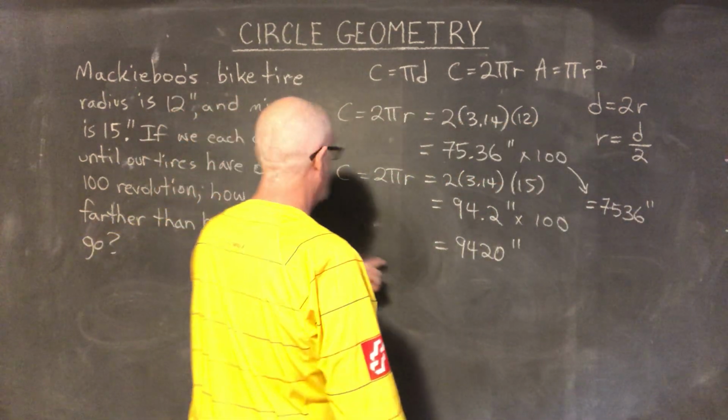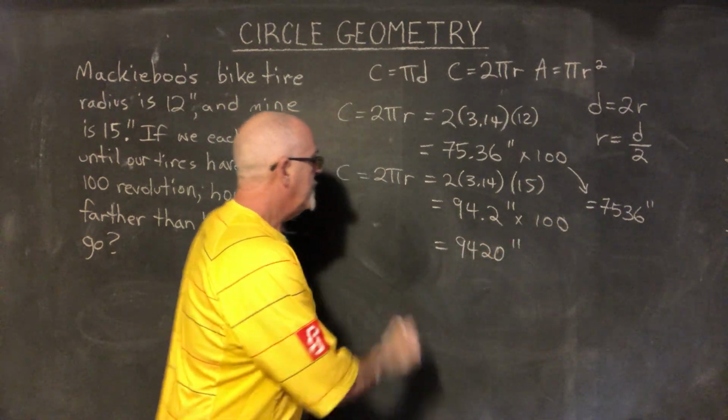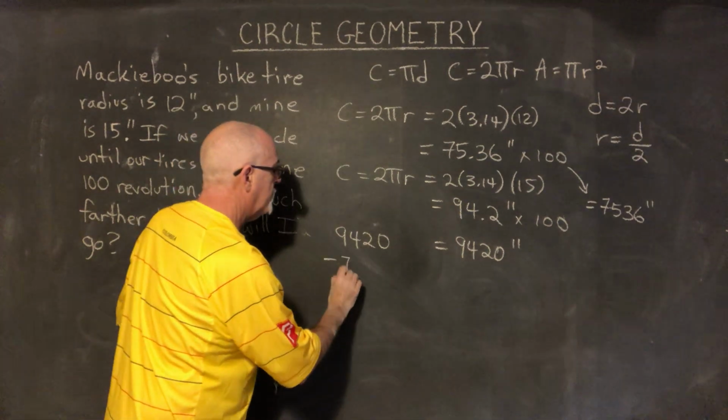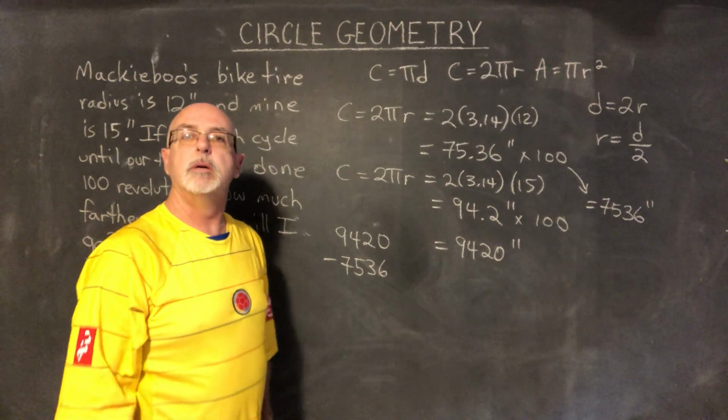How much farther than her will I go? Yes, we have. No, we haven't. I have to subtract. 9420 minus 7536. Now, you might be asking, why are we using such big numbers?